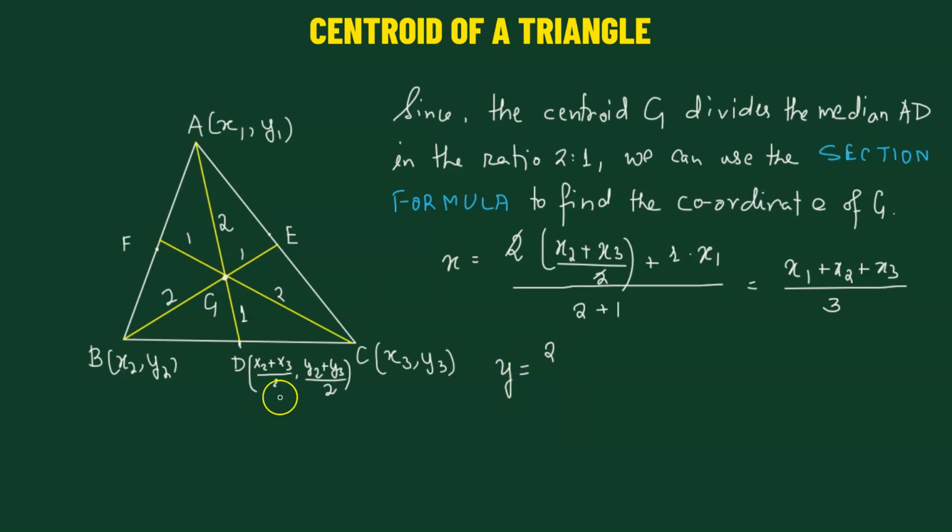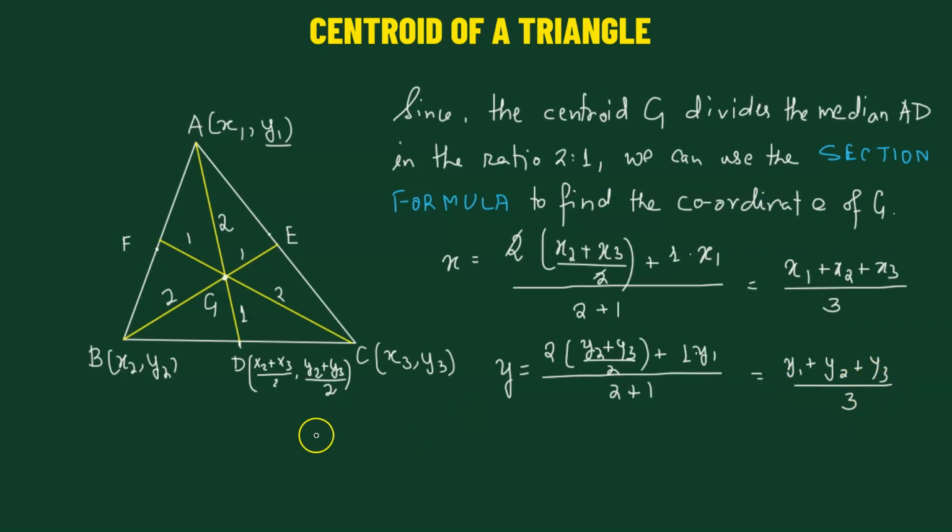Let's find out the y coordinate as well. So here we'll take 2 times the y coordinate of D. So that's going to be y2 plus y3 divided by 2, added to 1 multiplied to the y coordinate of A. So that's simply y1 divided by 2 plus 1. So this is going to be y1 plus y2 plus y3 divided by 3. So therefore, now G has the coordinate x1 plus x2 plus x3 divided by 3, and the y coordinate will be y1 plus y2 plus y3 divided by 3.